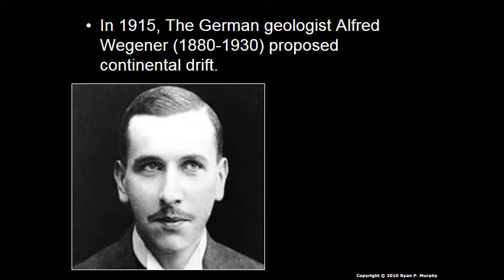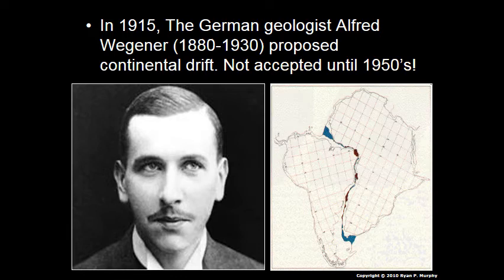So in 1915, the German geologist Alfred Wegener, who lived from 1880 to 1930, proposed this idea of continental drift. It wasn't actually accepted until the 1950s. And if you look at when he lived, that's kind of a sad story because he came up with the idea, but nobody really believed him on any sort of large scale until well after he died. But he's the guy that came up with it.